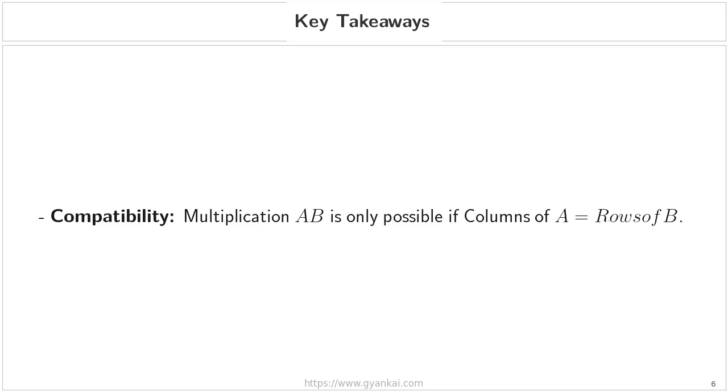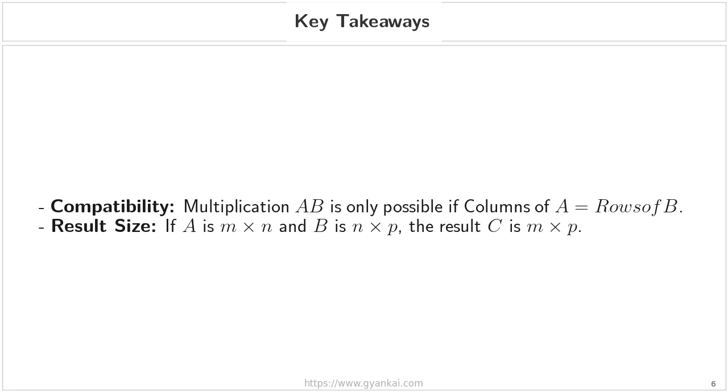First, let's revisit compatibility. As we discussed earlier, the multiplication of matrix A and matrix B is only possible if the number of columns in matrix A is exactly equal to the number of rows in matrix B. If this condition is not met, the operation is simply not defined. Second, regarding the size of the resulting matrix. If matrix A has dimensions m by n and matrix B has dimensions n by p, the resulting matrix C will take the dimensions of the outer numbers, which is m by p.